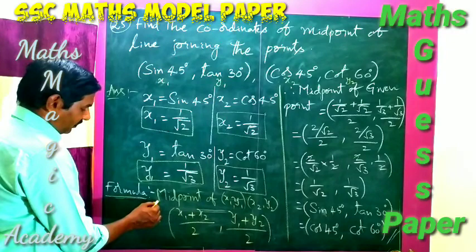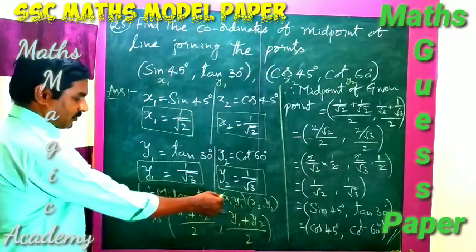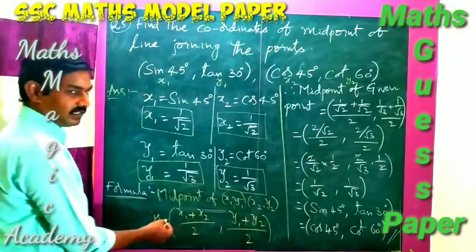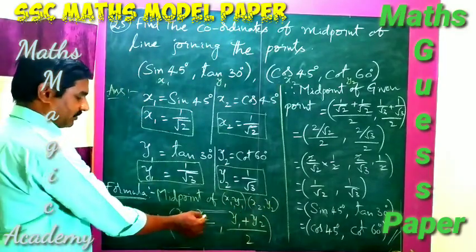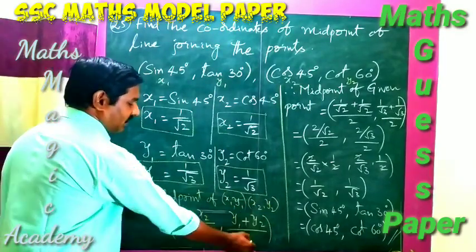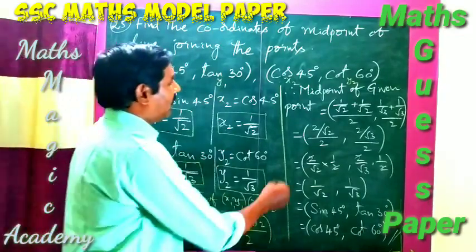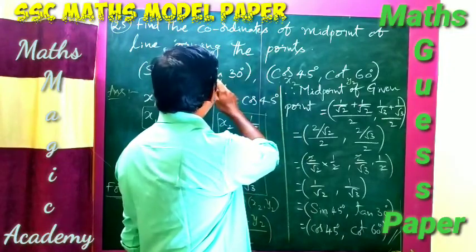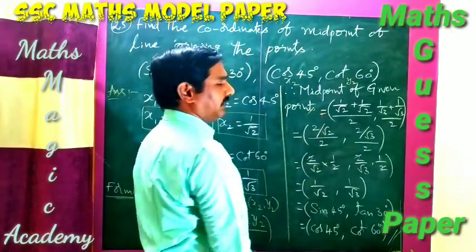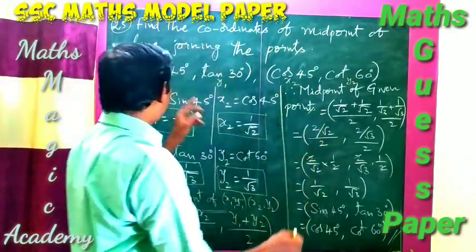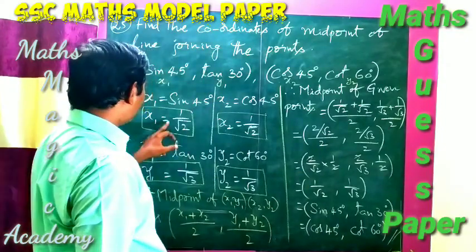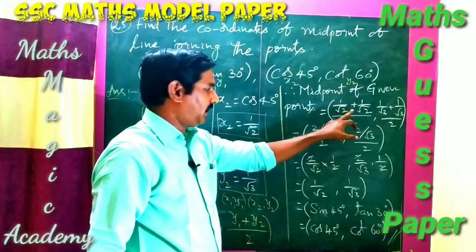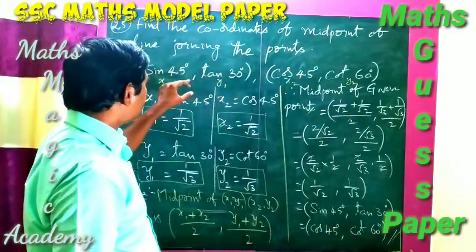Now we will go for the formula. What is the formula for the midpoint of 2 points? If the 2 points are x1, y1 and x2, y2, then the midpoint formula is x1 plus x2 by 2, y1 plus y2 by 2. And for the midpoint of the given points, what are the given points? These 2 points. Sin 45, what is sin 45? 1 by root 2. So that 1 by root 2 plus, next what is there?